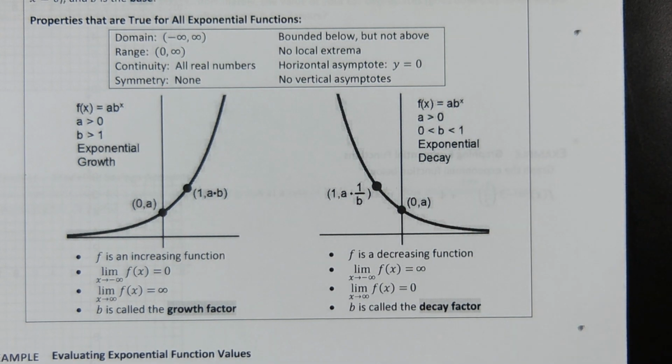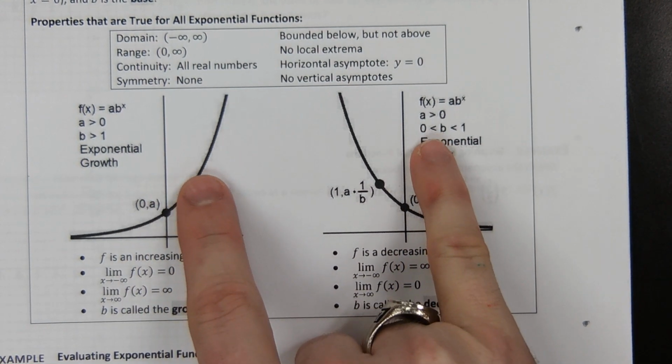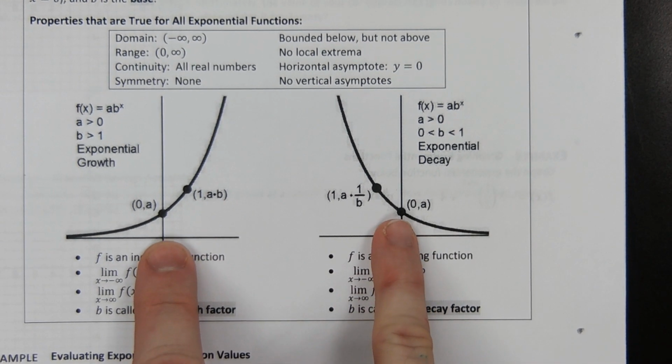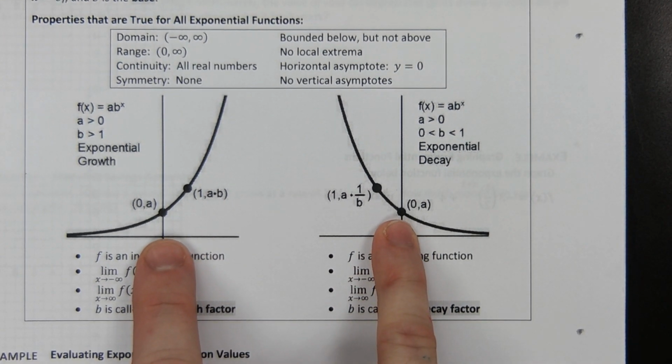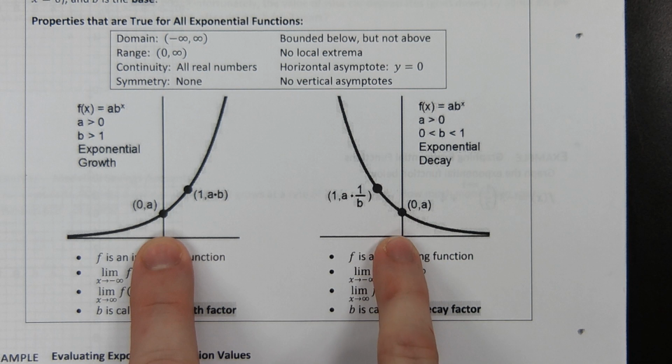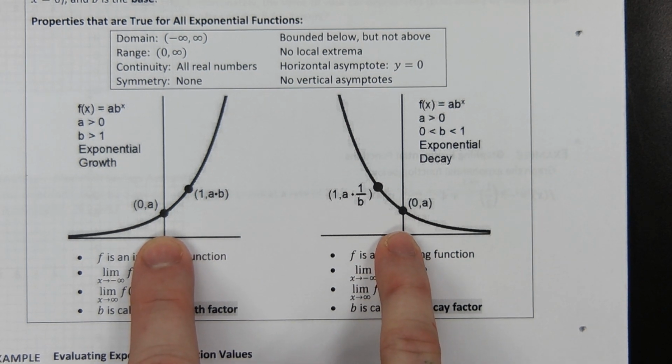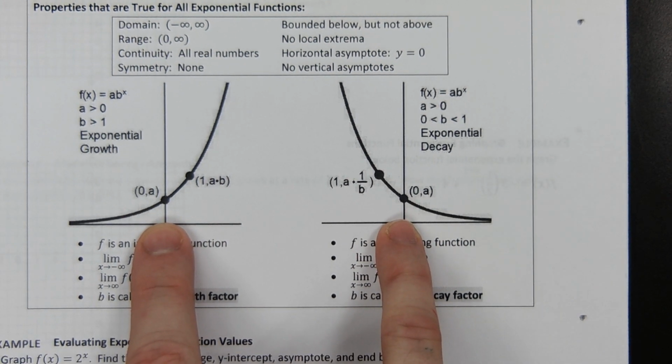They're continuous at all real numbers, and that's because you can plug in anything you want, and they have no symmetry. Okay? All of the parent exponential functions are bounded below, but not above. So does that mean it's always below? No, of course not. Transformations do the same thing to all functions.